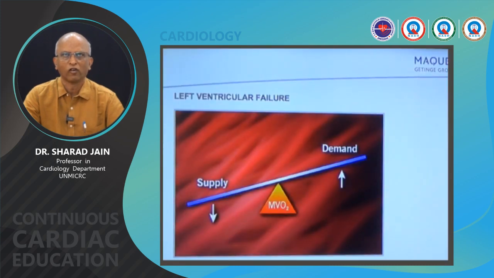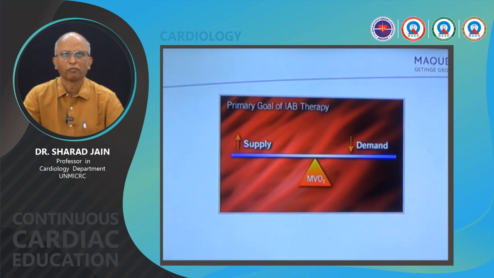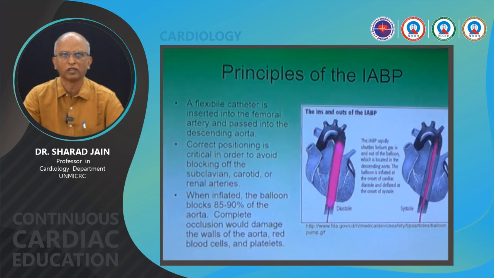So what happens in left ventricular failure is there is an imbalance between the demand and the supply. Supply is decreased, that is the oxygen supply is decreased, and the demand is more. So the principle of the IABP is to increase the supply, that is more oxygen to be supplied, and decrease the demand, that is decrease the requirement for oxygen.